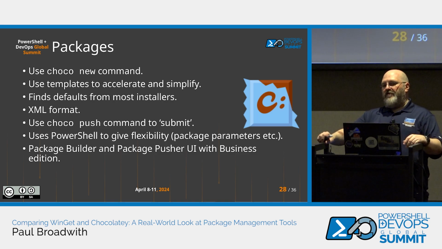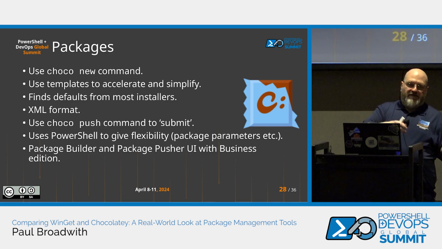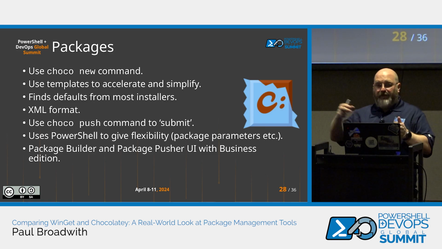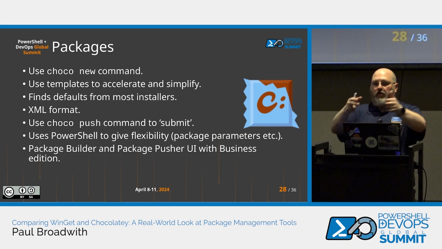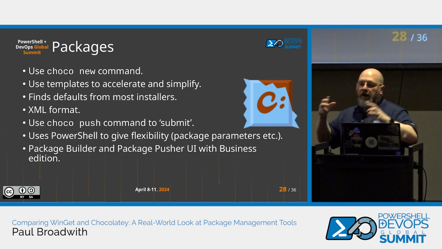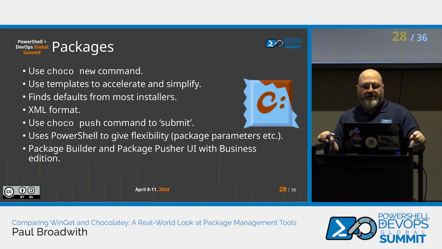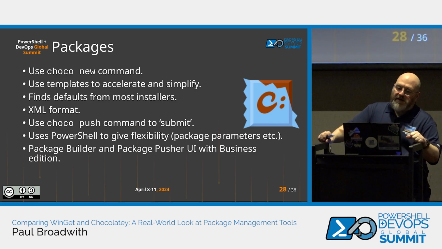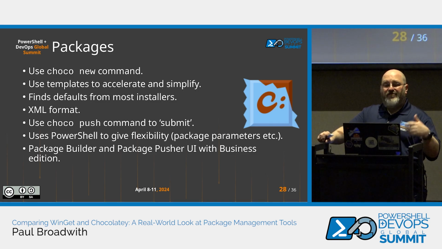For example, if you had some software that has a trial if you don't give it a license, or does a licensed version if you do get a license, you could have package parameters that say here's the license file and it will go install the licensed version. But if you don't give it that, it'll install a trial version. So you don't need two packages there. You can use package parameters to give you some of that flexibility, which is really good. And in the Chocolatey for Business edition, there's a package builder and package pusher UI, so you don't even need to edit text files. You can just do it all from a GUI.